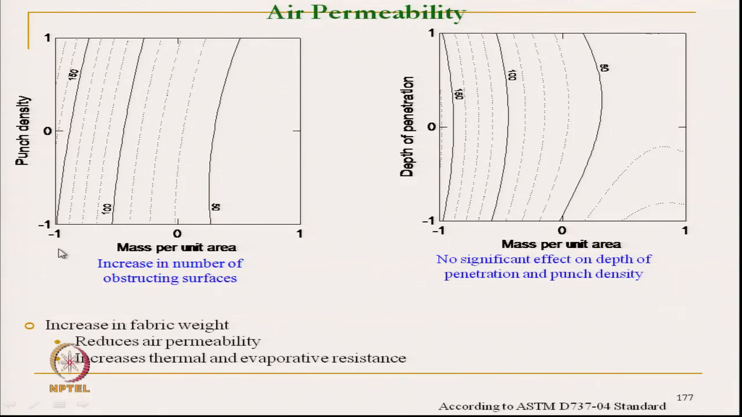Whereas, if we see the effect of punch density, if we increase the punch density, its effect on air permeability is not that significant, at least within this experimental range. The same is true for depth of penetration. The impact of depth of penetration on air permeability is not that significant. But if we see the increase in fabric weight, it increases the thermal and evaporative resistance.